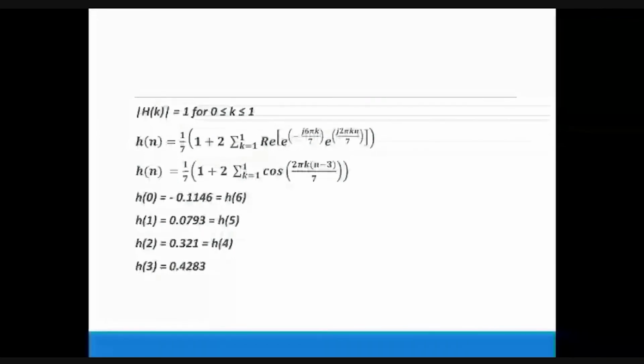So you are getting h0 when you are applying n is equal to 0, 1, 2, and 3. So you are getting these three values. Remaining values you will get with the help of symmetry. So h0 is same as h6, h1 is same as h5, h2 is same as h4, and h3 is the center of the symmetry, or the symmetric line you are getting at this point. So that will be 0.4 for h3.